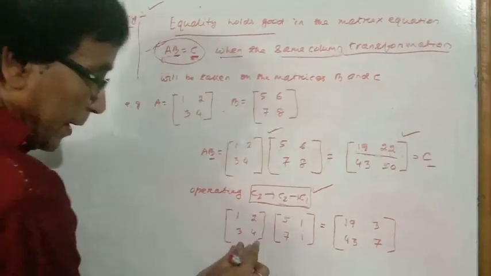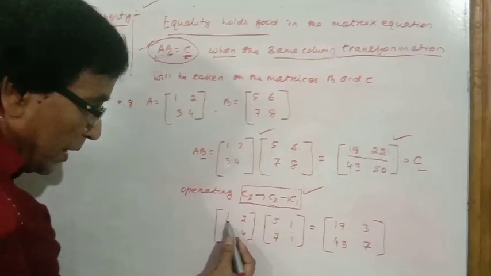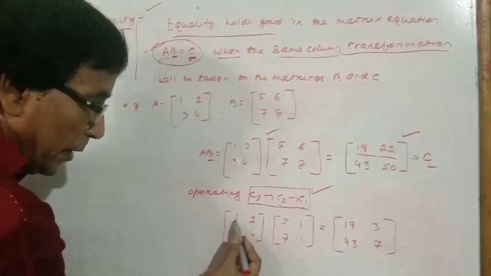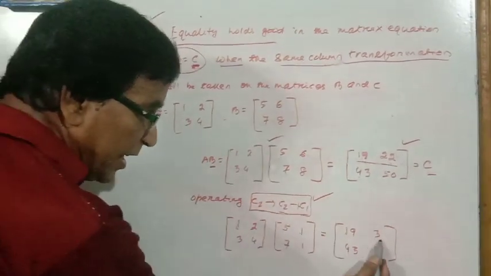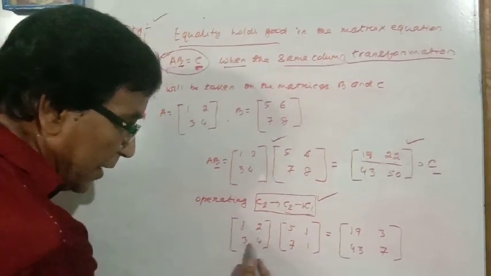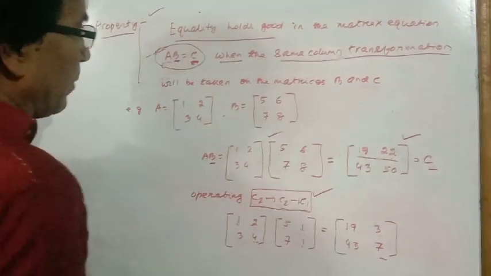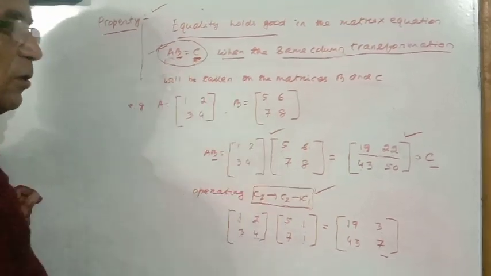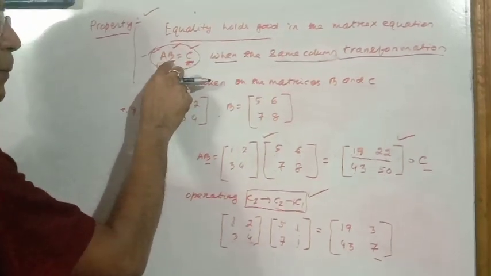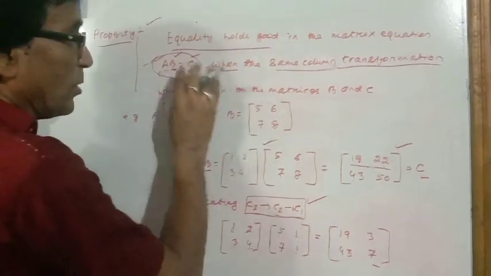Now here we will see whether the product of these two matrices is this one or not. So for that you see that it is 5 plus 14. 5 plus 14 is 19. So it is 1 plus 2, that is 3. Again 3 into 5, 15 plus 28, 43. Again 3 plus 4, it is 7. So you just remember that in the matrix equation AB is equal to C, whatever column operation is taken on the matrices B and C, the equality sign will always hold good.